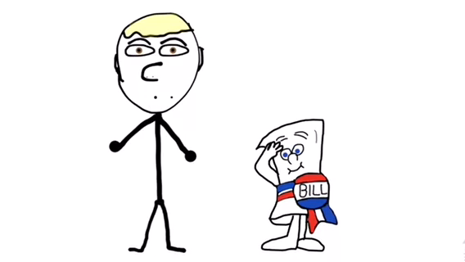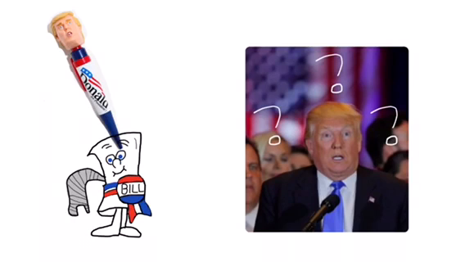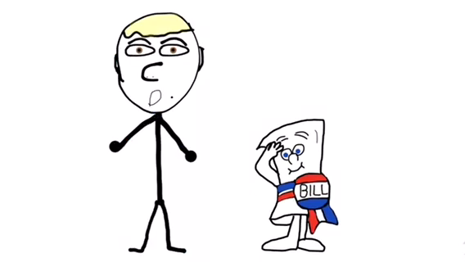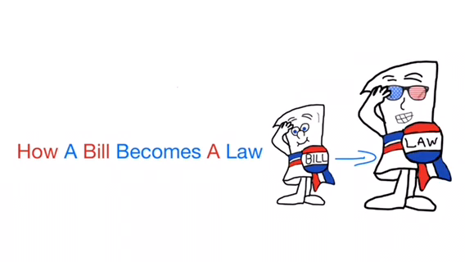If a bill manages to avoid the presidential veto by either being signed or by the veto being overridden, then the bill becomes a law. And that's how a bill becomes a law.